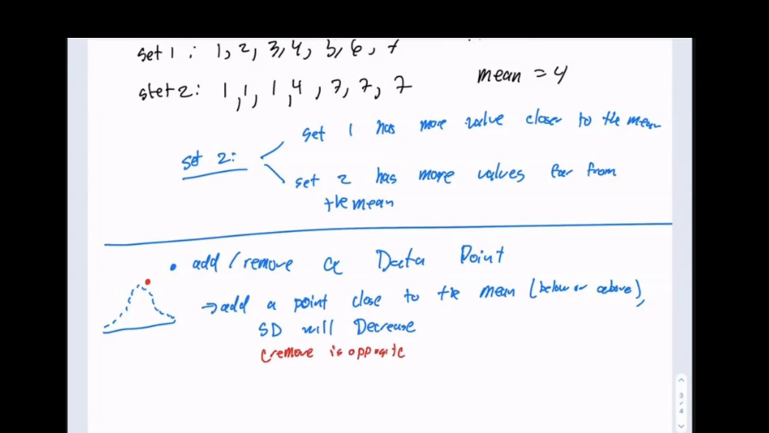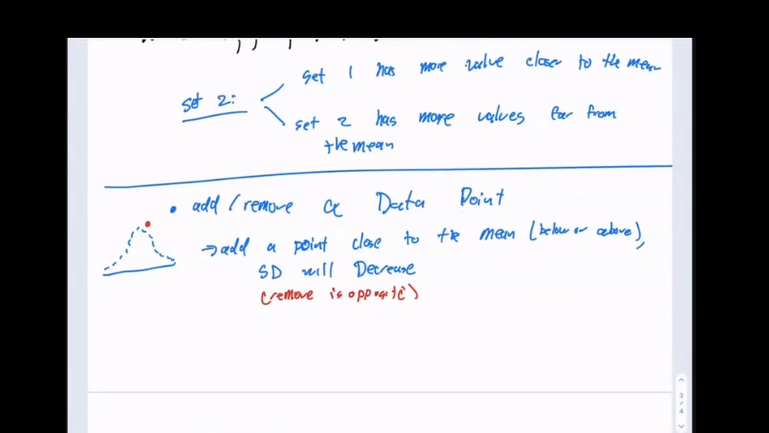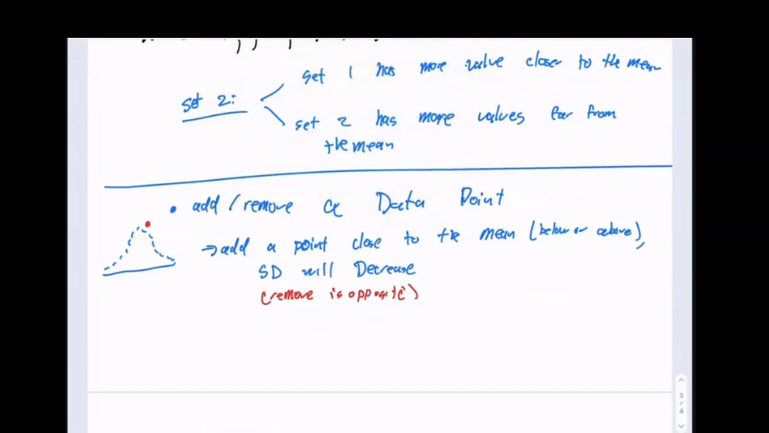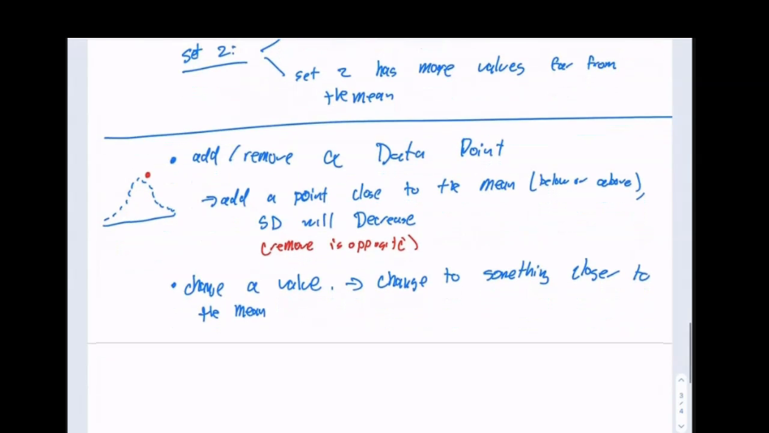If we remove a point close to the mean, what will happen to the standard deviation? Increase. It will increase because now your data is more spread out, because that value that was close to the mean helped make it smaller. And the other one is we're going to change a value. So if you change it to something closer to the mean, it doesn't matter if you make the value increase or decrease. If you make it closer to the mean, then the standard deviation will do what?